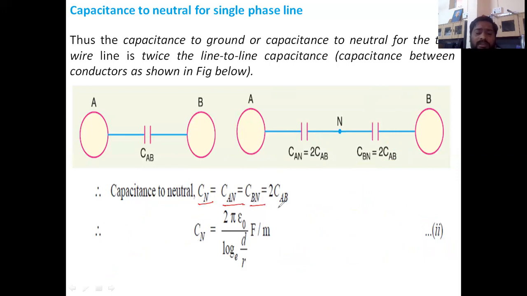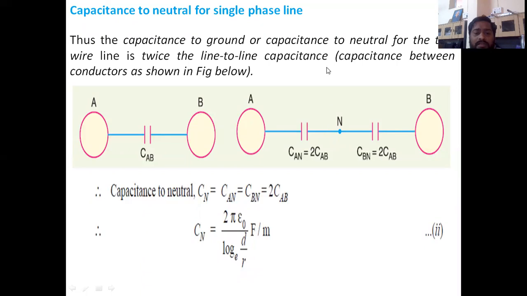Okay, now the capacitance to neutral, that is Cn, also called CAN, also called CBN, is equal to twice CAB, that is, the neutral capacitance Cn is equal to 2 pi epsilon 0 upon log e d by r farad per meter. This is the formula for the neutral capacitance for the single phase two wire line. So in this way we have to calculate the capacitance for the single phase two wire line.